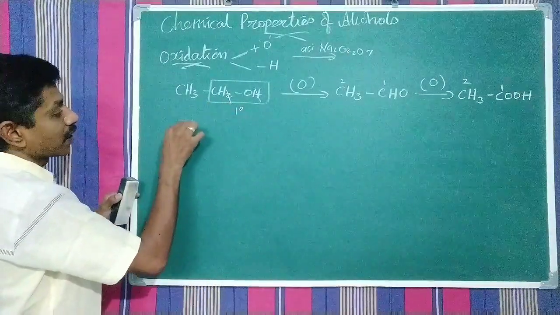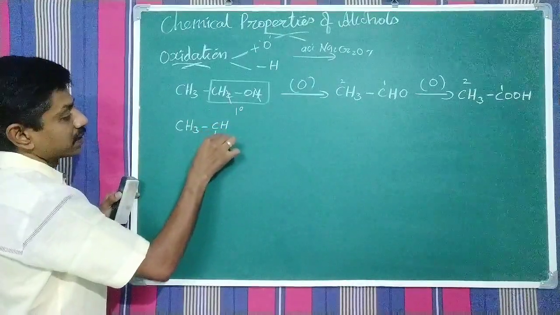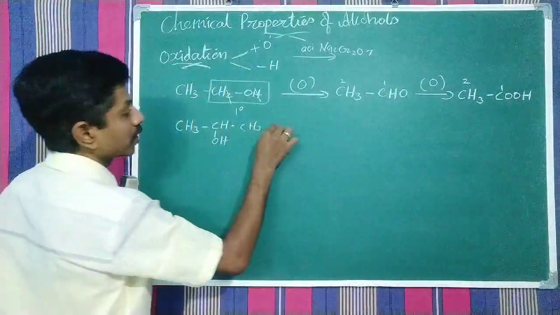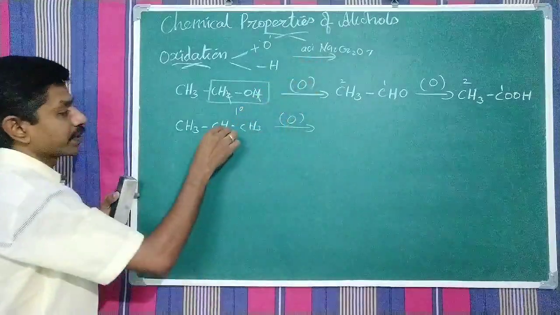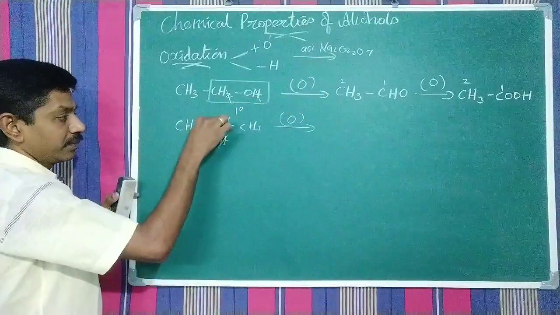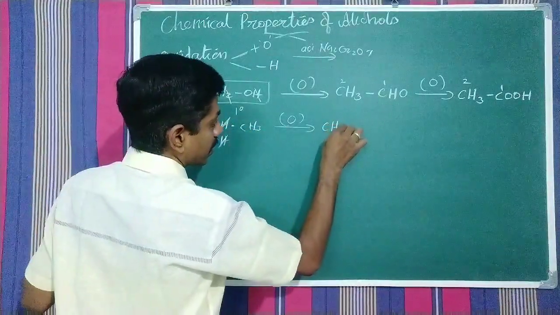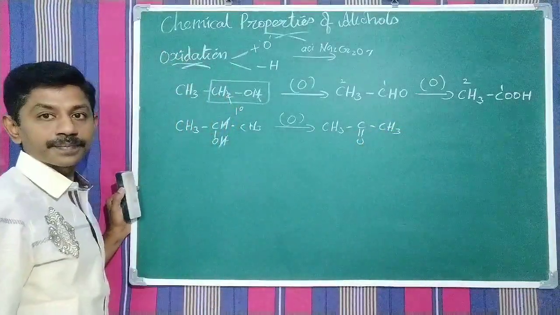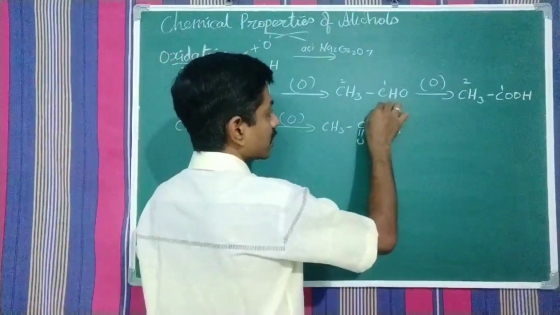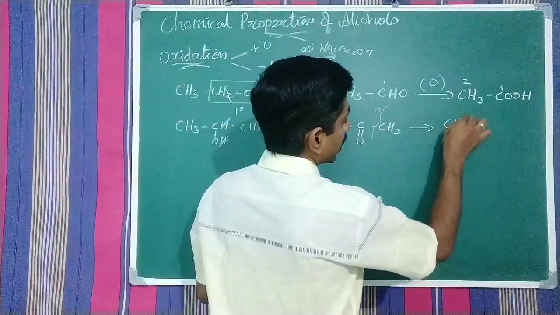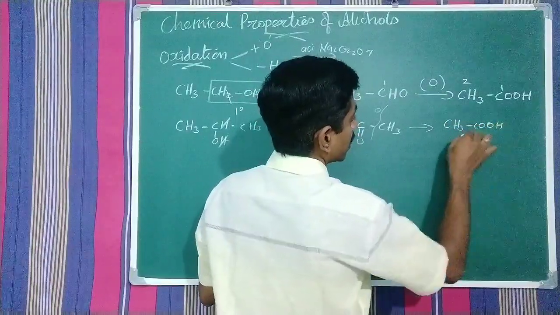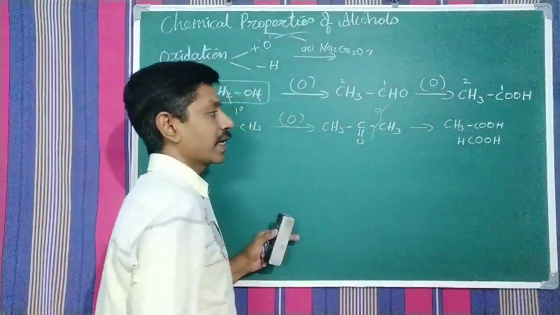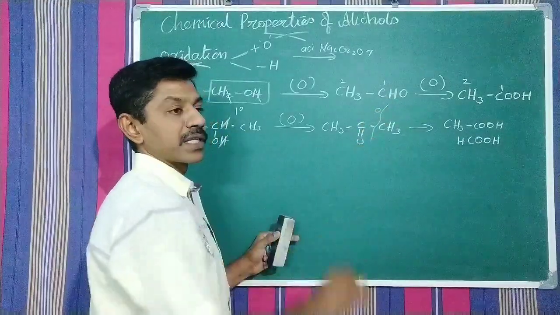What happens with the secondary alcohol? The first step, as usual, is oxidation in the presence of acidified sodium dichromate. Two hydrogens are removed and a new double bond is formed, giving CH3COCH3. This is acetone, propanone. Further oxidation gives acetic acid as one of the products, and the other product is formic acid, that is, ethanoic acid and methanoic acid. This is how the oxidation reaction goes on.